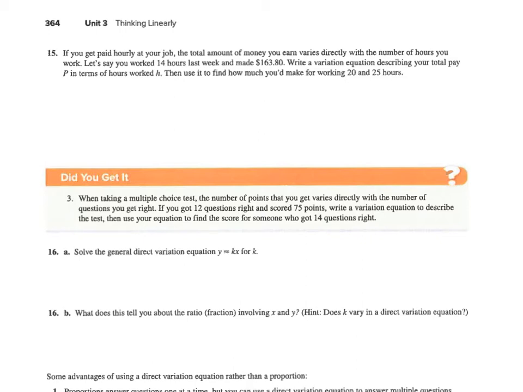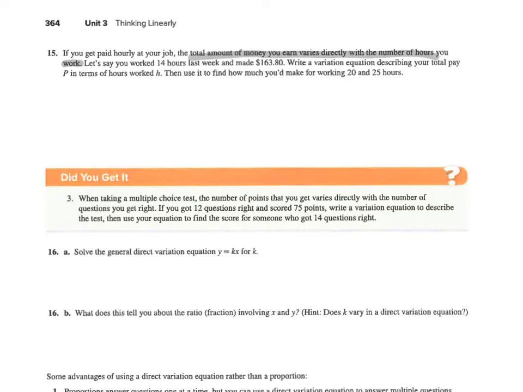Right, number 15. We are going to refer to the step instructions that they gave us after we get through reading this problem. If you get paid hourly at your job, the total amount of money you earn varies directly. Okay, that is a very important part. Varies directly with the number of hours you work.